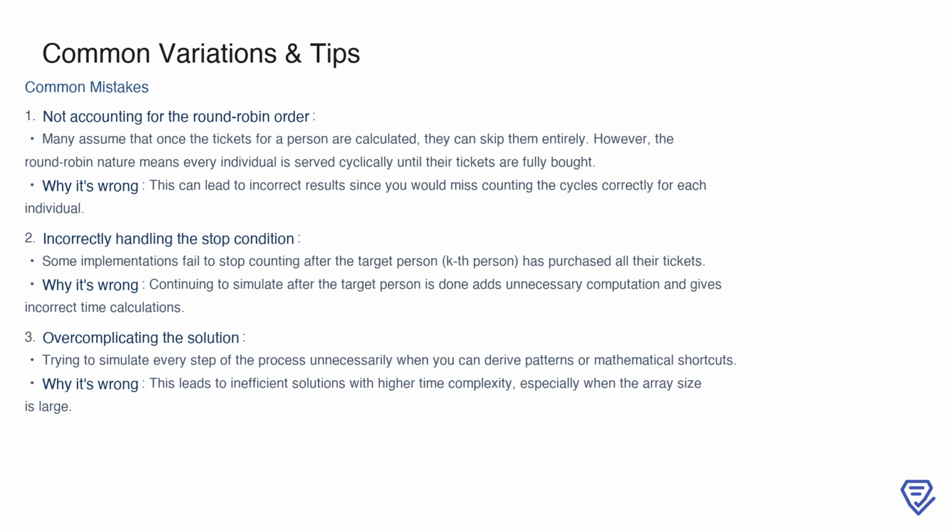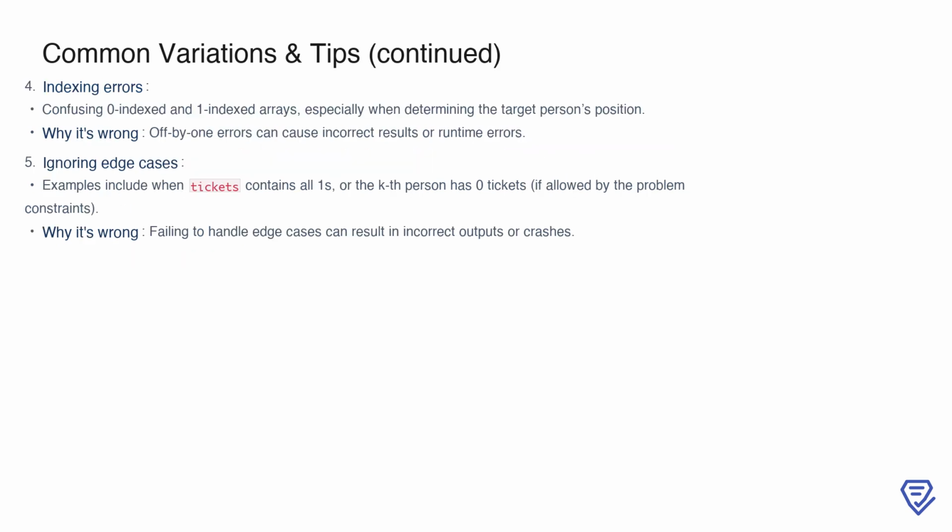Another area where mistakes often occur is with indexing errors. Since arrays in programming are typically zero-indexed, confusing this with one-indexed systems can lead to off-by-one errors. For example, miscalculating the target person's position in the array could result in incorrect results or runtime errors.